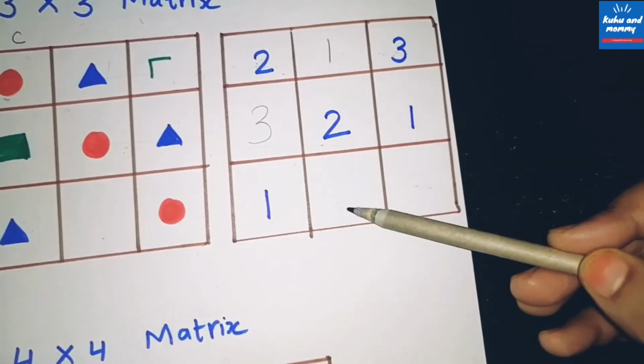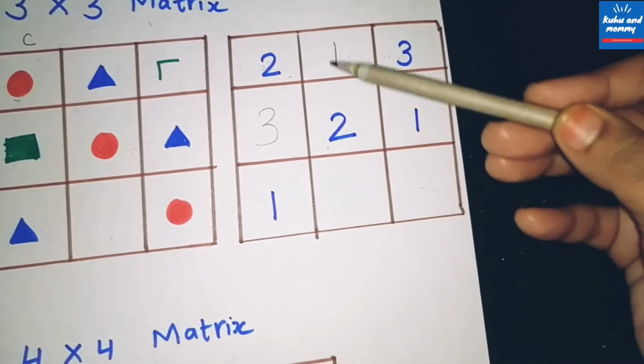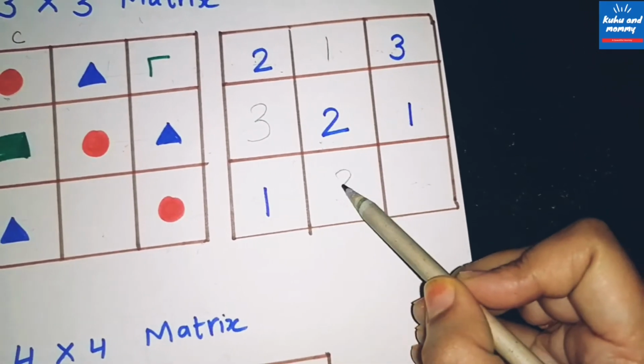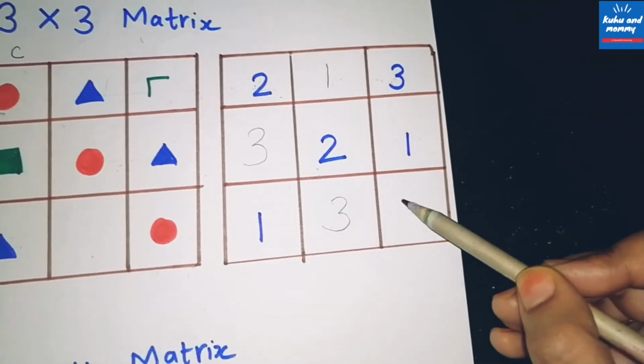So take it as a column. So in this column, which number is missing? 1 is there, 2 is there, 3 is missing. So they will write 3. In this column, 2 is missing.